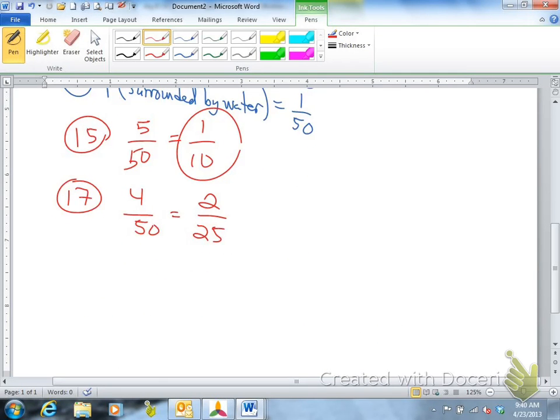And number 17, probability the state borders Mexico. Texas, New Mexico, Arizona, and California. So 4 states border Mexico. So 4 out of 50, you want to simplify that to 2 out of 25.